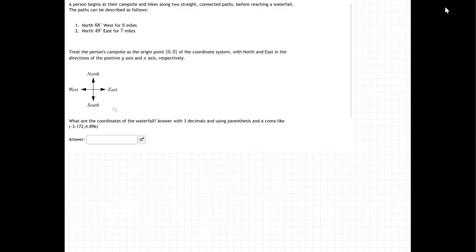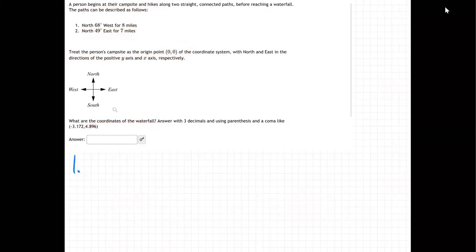Okay, so on this question, a person begins at their campsite, hikes 2 straight connected paths before reaching a waterfall. North 68 west for 8 miles, and then north 49 east for 7 miles. Treat the campsite as starting at 0, 0, and use north, south, east, and west. What are the coordinates of the waterfall? So we just got to add those 2 vectors together, basically.